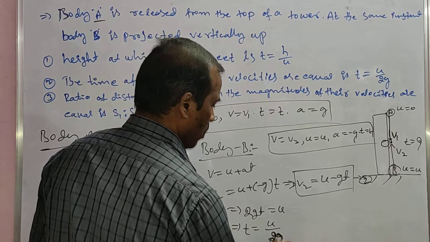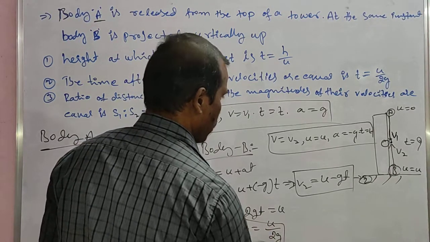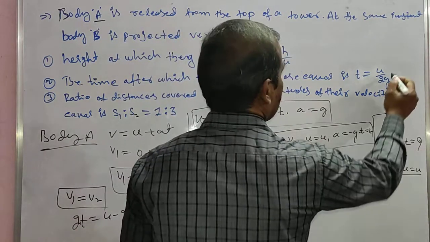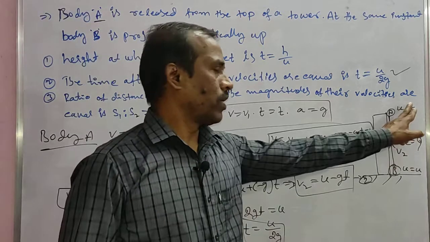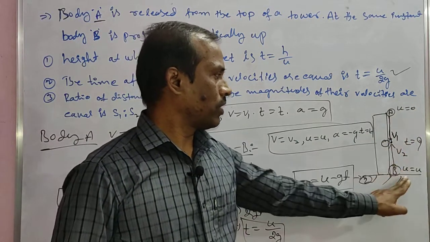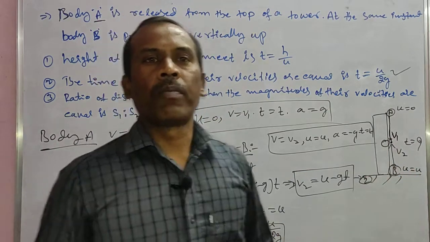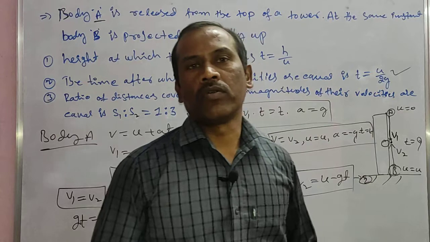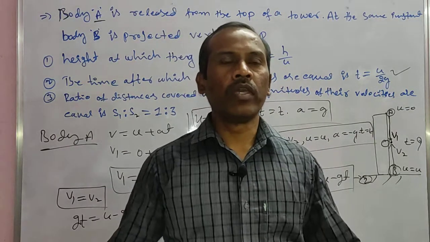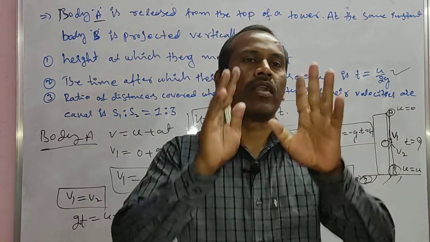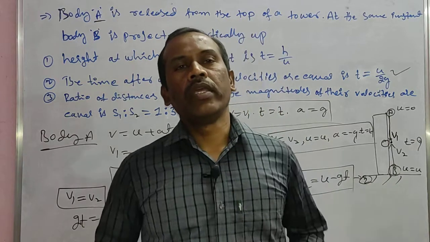This is the second one, the answer. Here the second one, t is equal to u by 2g, is proved. Here the initial velocity is u, and the final velocity of the second body is v2. So apply the first kinematic equation, v is equal to u plus at. At the O point these two bodies reach the same velocity, so at any instant of time t is equal to u by 2g.